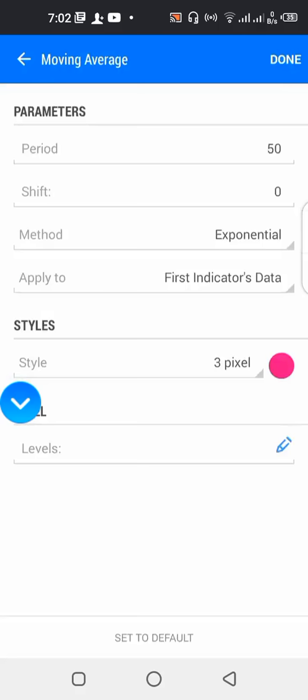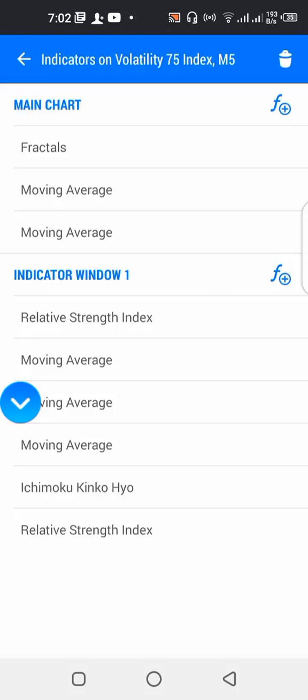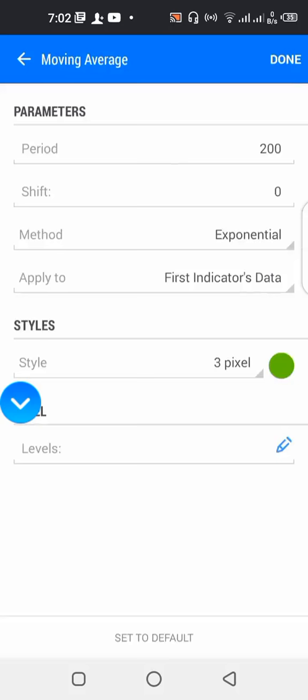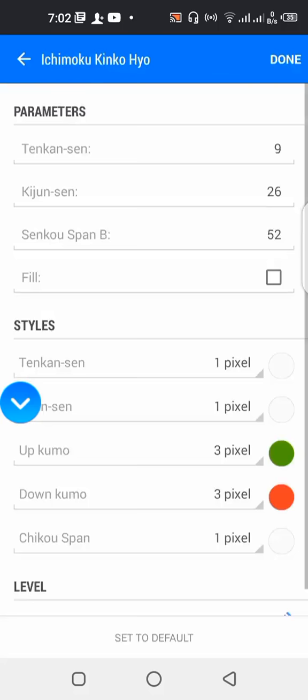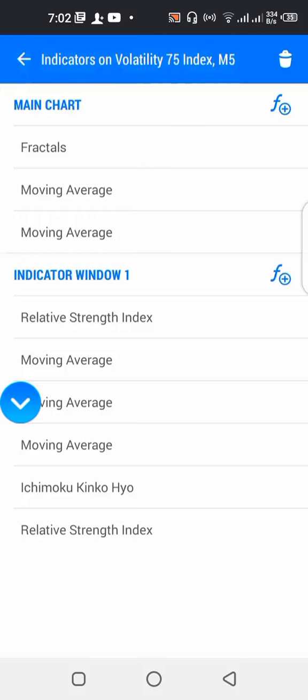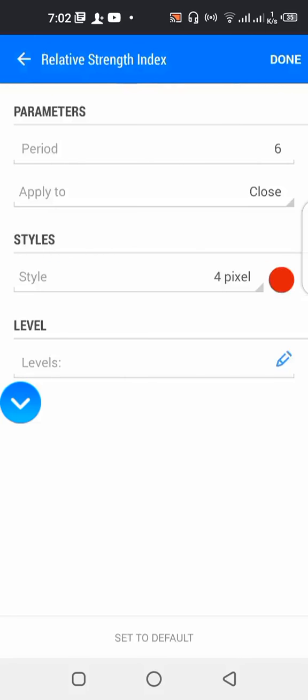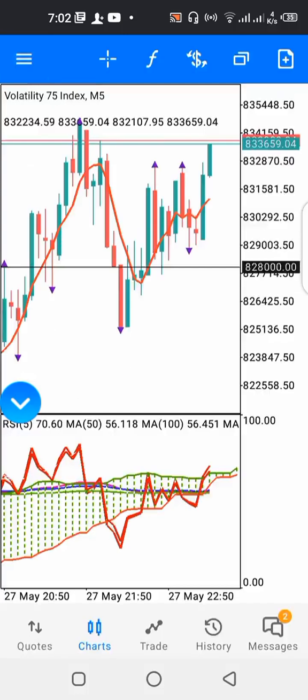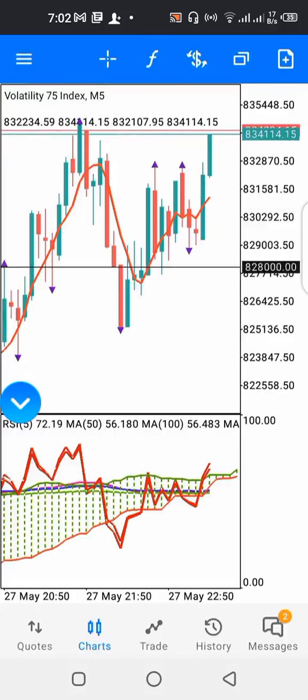We have another moving average on indicator window 1. Period is 50. Another moving average, period is 100, exponential. Another moving average, period is 200. Method is exponential. Apply to first indicator's data. Then we have Ichimoku 9, 26, 52. And then we have relative strength index, period is 6. So that's the parameters for the indicator settings, in case you need them.